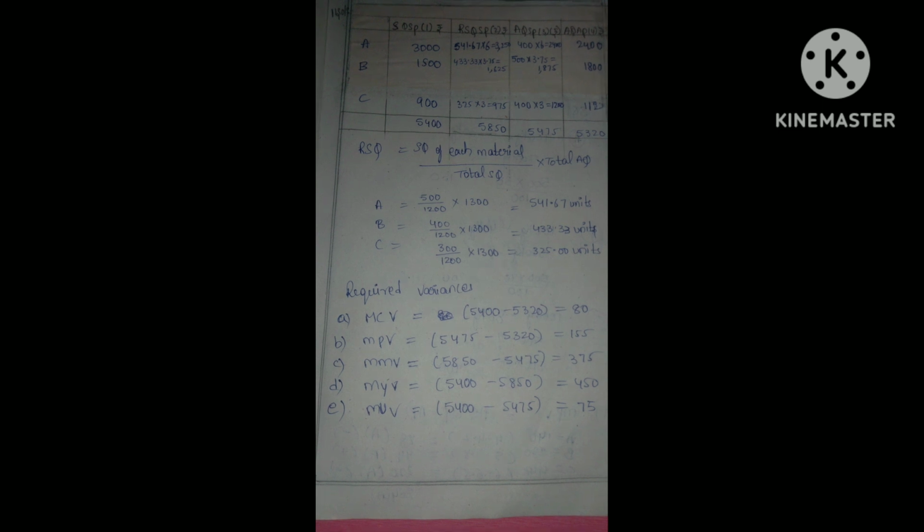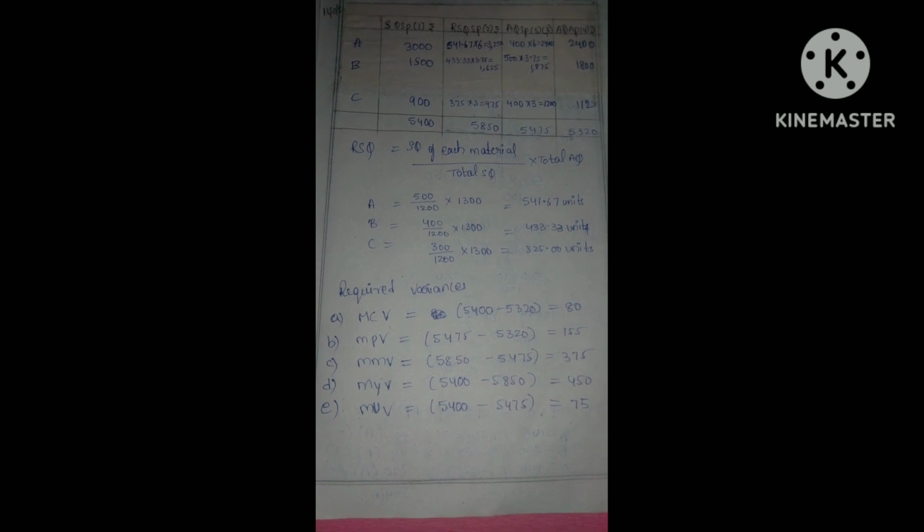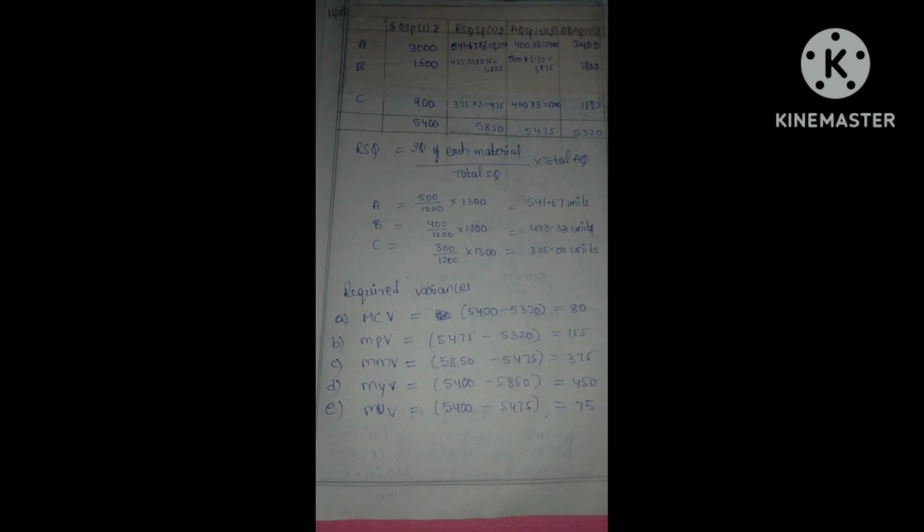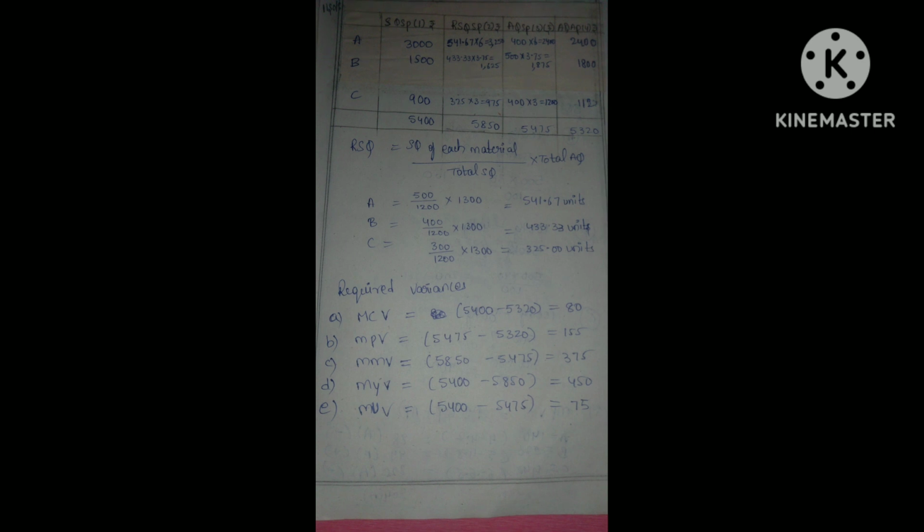Now we have to calculate MMV, that is material mix variance. The formula for it is standard price into RQ minus AQ. So for MMV, 5850 minus 5475, we will get 375. Now we have to find out MYV, that is material yield variance. So 5400 minus 5850, that is equal to 450. Now we have to calculate material usage variance. So 5400 minus 5475, that is equal to 75. So these all variances are calculated according to the formula.